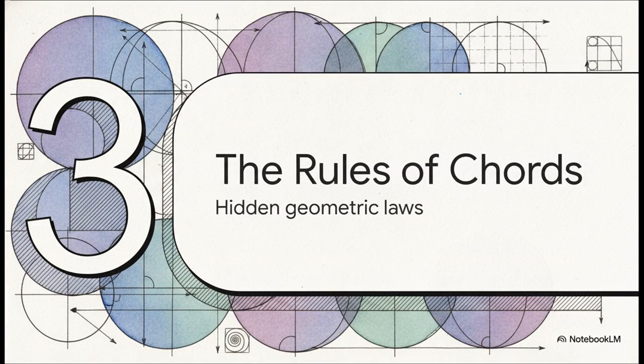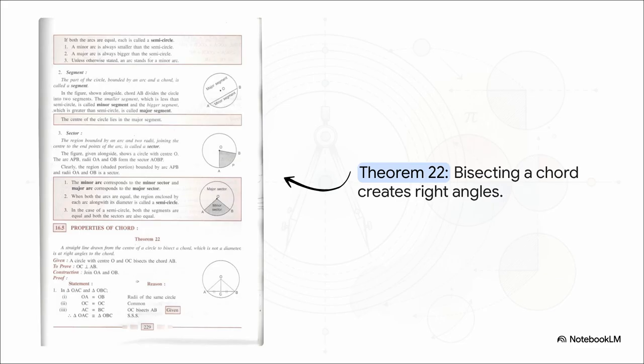Let's step it up a notch. Section 3, the rules of chords. Now we're getting into the hidden laws, starting with Theorem 22. Notice the line extending straight down from the center point O, cutting into the chord AB. This theorem states that a straight line drawn from the center of a circle to bisect a chord, meaning it cuts it perfectly down the middle, creates right angles. It doesn't just casually divide the line. It mathematically forces a perfect, flawless 90-degree intersection every single time. There's literally no wiggle room here.